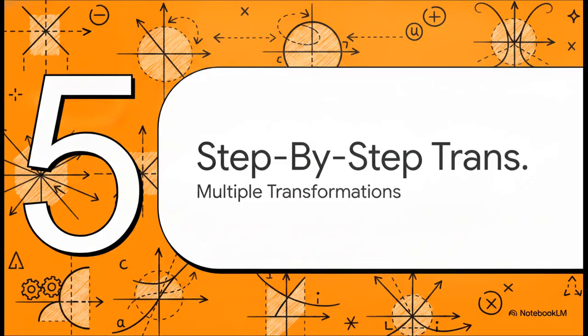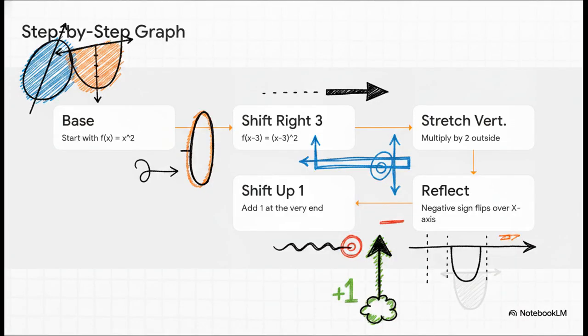Section 5, step-by-step multiple transformations. Watch how reading the equation from the inside out gives us this logical, step-by-step recipe. Let's say we want to graph y equals -2 times x minus 3 squared plus 1. Step 1, the base. Start with the plain U shape, good old x squared. Step 2, go inside the parentheses. The -3 tells us to shift right 3.